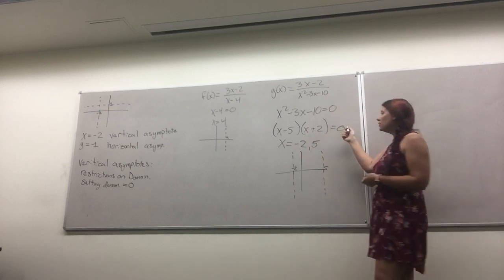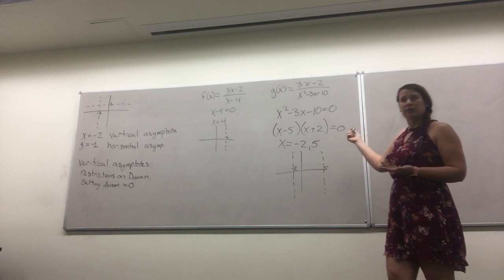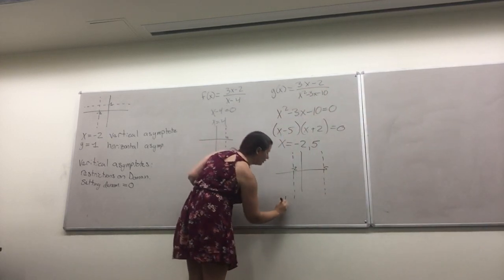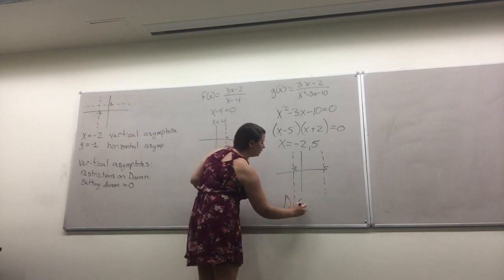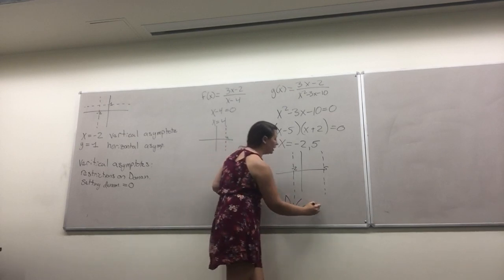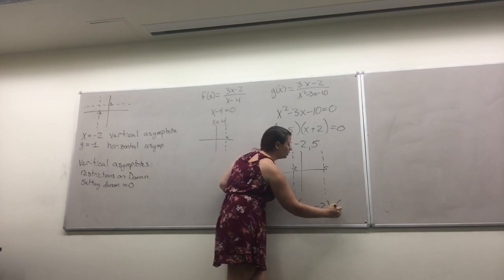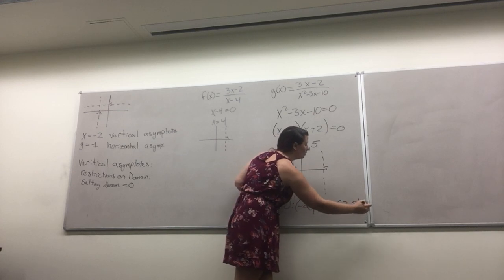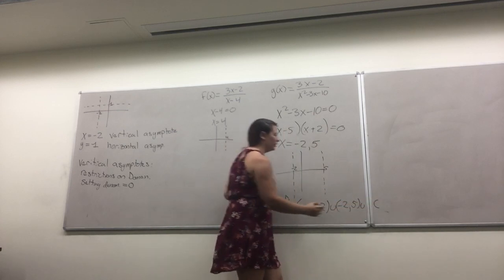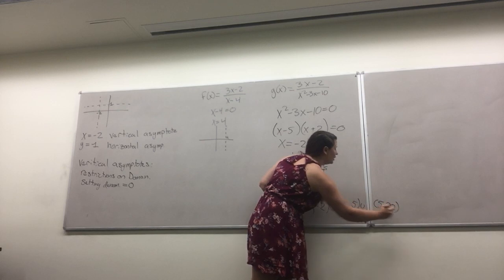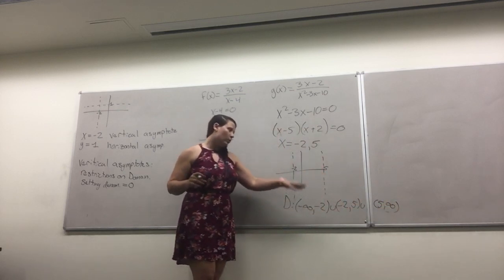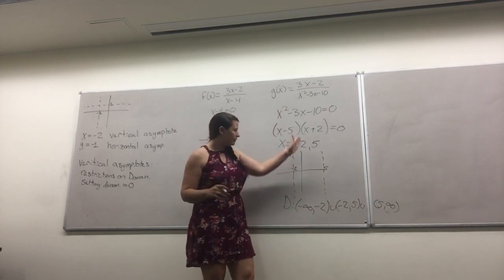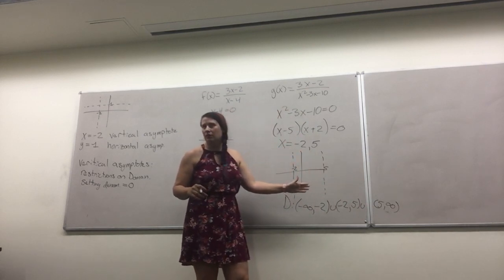Because the domain of this function would be what? What would the domain be here for this one? Negative infinity to -2, yep. Union -2 to 5. Union 5 to infinity. So we're literally saying that we can't plug -2 or 5 in to the function. So that's why we have those vertical asymptotes, right?